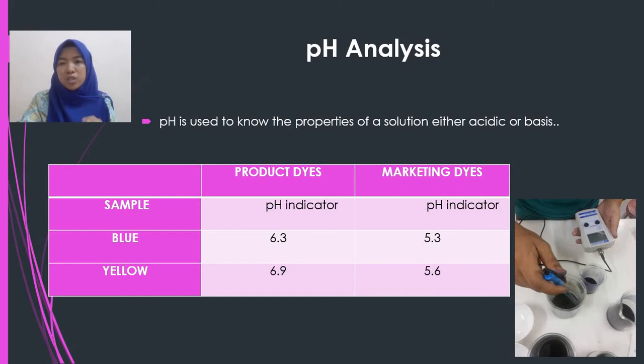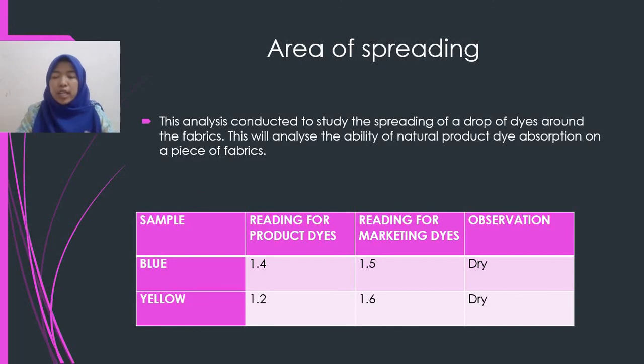The pH analysis shows that the pH value for the extracted dyes is nearly neutral compared to the marketing dyes, which are quite acidic. The next analysis is the area of the spreading. So I calculated the diameter of the dye when I put a drop of the dye onto a fabric. The result shows that the reading for the natural dyes is quite smaller compared to the marketing dyes, but the color of the natural extracted dye is brighter compared to the marketing dyes, and both of them dried after we left them for several minutes.